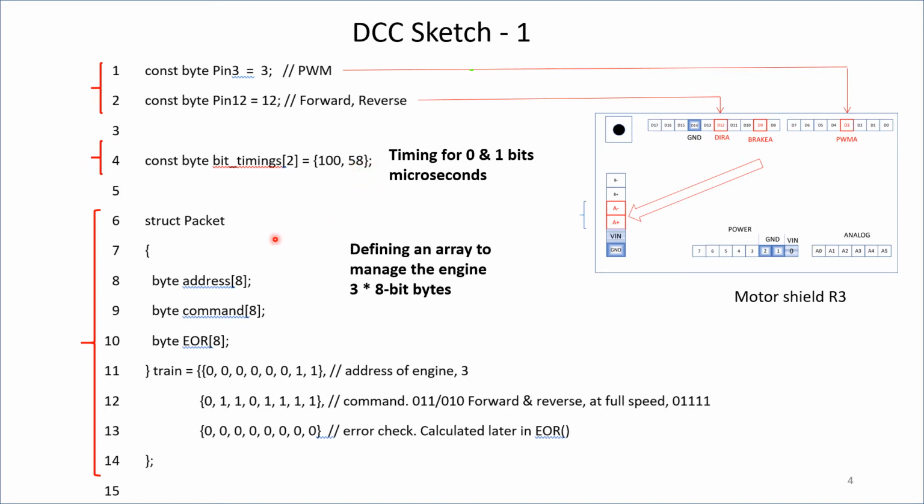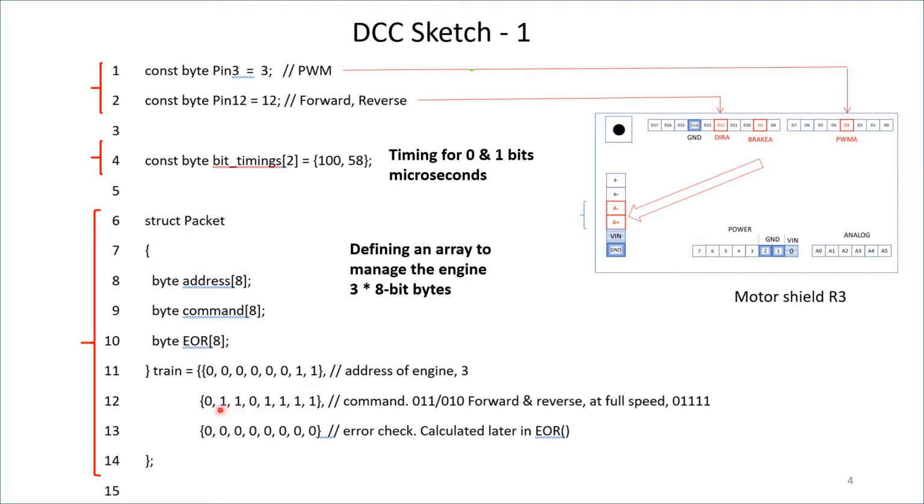Then I needed to define a packet for the train, and I have a packet called train, and the train packet has 3 parts in it. It has an address byte, it has a command byte, and it has an exclusive OR byte, which is the error check. But notice my packet at this stage doesn't have a preamble. I put that in later, and in the initialization of my packet, I put in the address of the engine, which is 11 or 3 in our counting language.